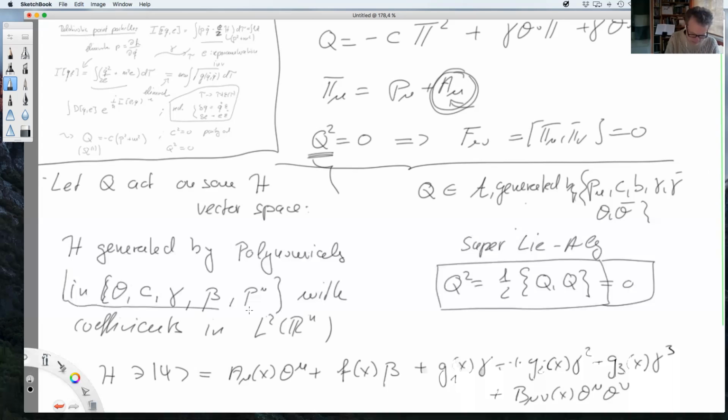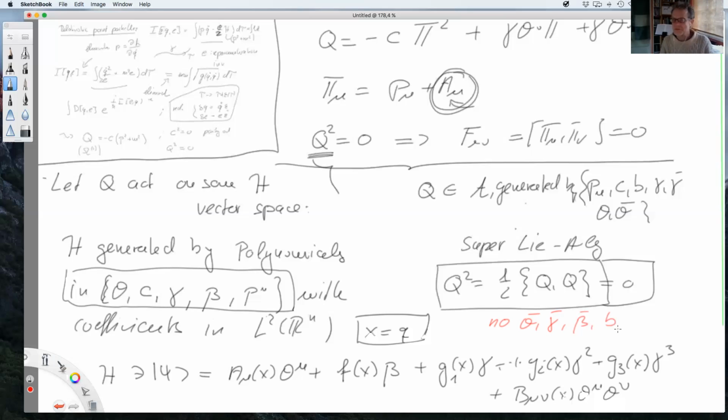It's just some polynomials in theta, c, gamma, beta, and p_mu, with some coefficients which are space-time functions. I wrote here x, I mean x is the same as q, sorry. So note perhaps that there are no theta bars, no gamma bars, no beta bars, and no b. So that's like a Fock space construction. You say these are destruction operators, and the thetas, the betas, the gammas are creation operators in that sense.